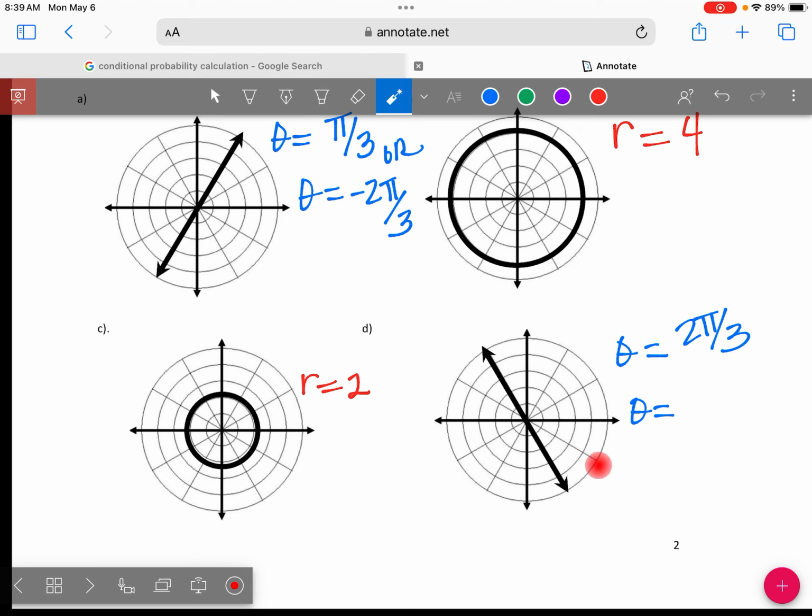So let's go 1 over 6, 2 over 6. 2 over 6 reduces to, and this is negative, so let me do that again. Negative 1 over 6, negative 2 over 6. So that would be a negative pi over 3.